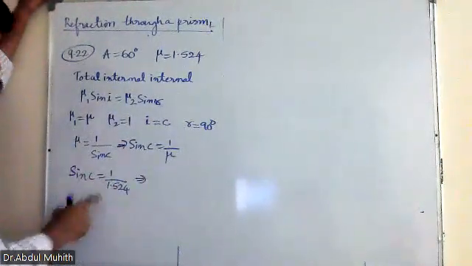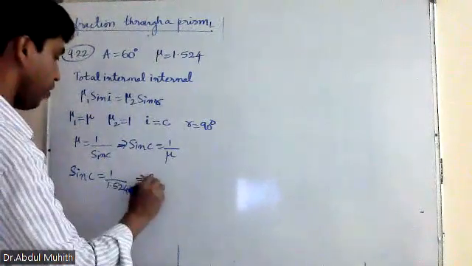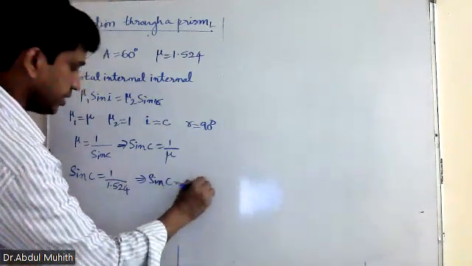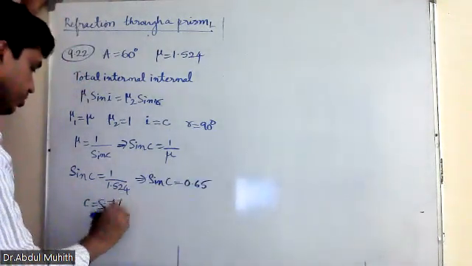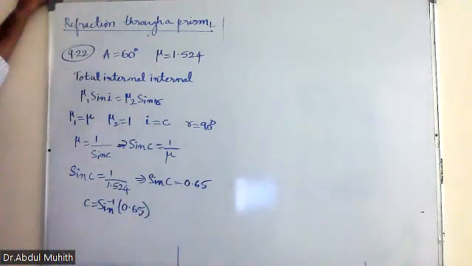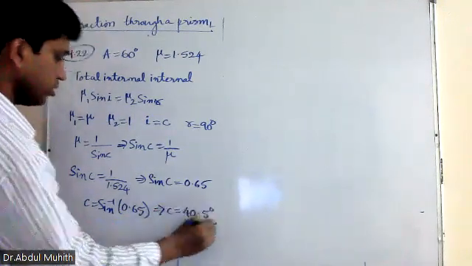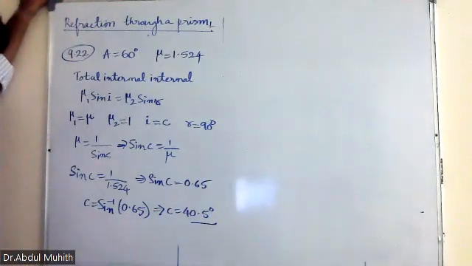Dhruti, can you tell me what is the value of 1 by 1.524? Yes, sir. 1 minute. 0.65, sir. 0.65. That is enough. C is equal to sin inverse of 0.65. Can you tell me the value of this now? So 40.54. Okay, C is equal to 40.5 degrees. This is the critical angle, R is equal to this much we got.